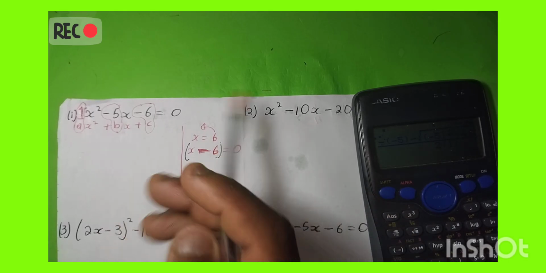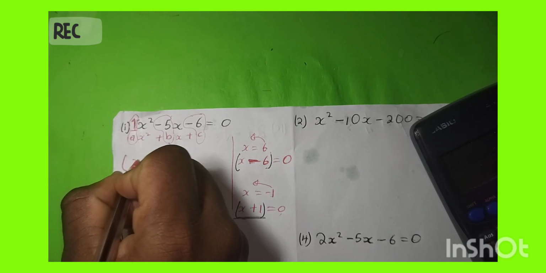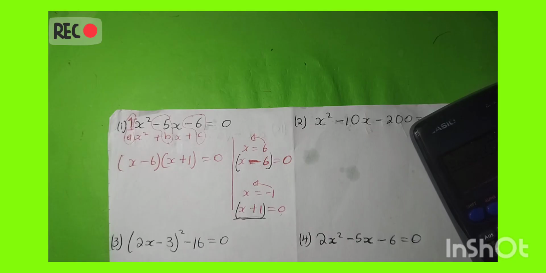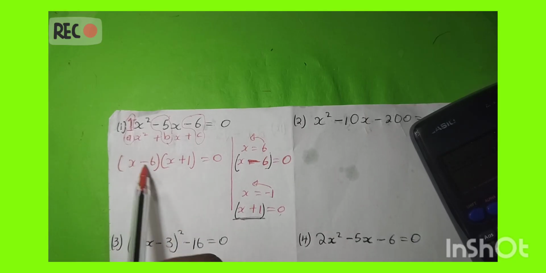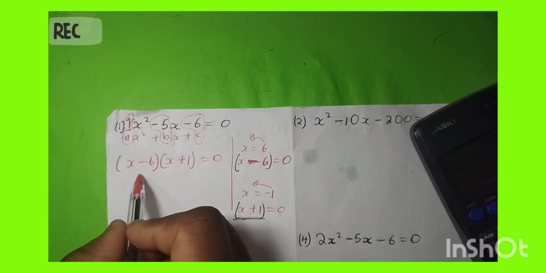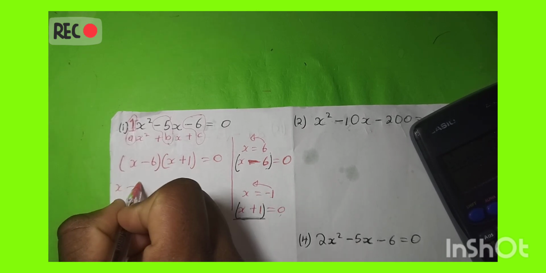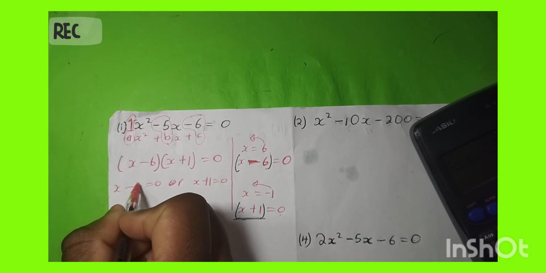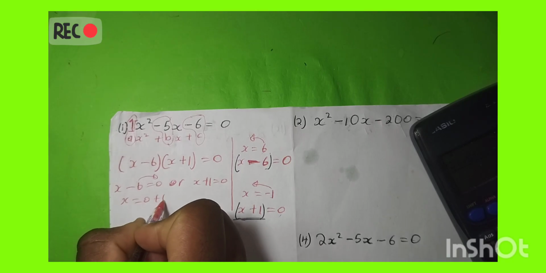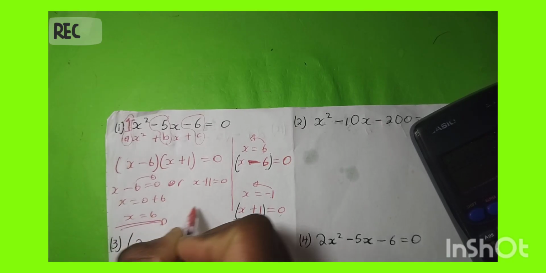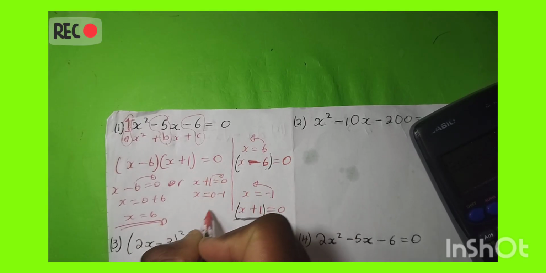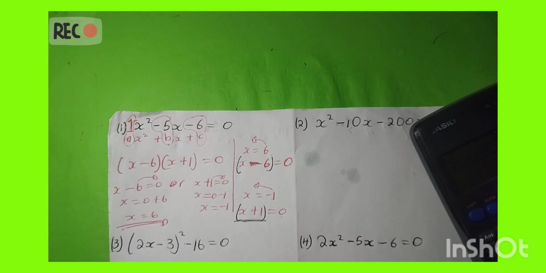So I'll take those brackets and write them here. I'll say open x minus 6, open and say x plus 1. Now I have factorized. It means now I've got bracket A and bracket B. Apply the zero law. That zero law is straightforward: you equate each bracket to 0. Say x minus 6 equals 0 or x plus 1 equals 0. Solve this: take it to the other side, 0 plus 6, so x is 6. Then for this one, take that one to the other side, meaning it will be minus 1. Do you see?